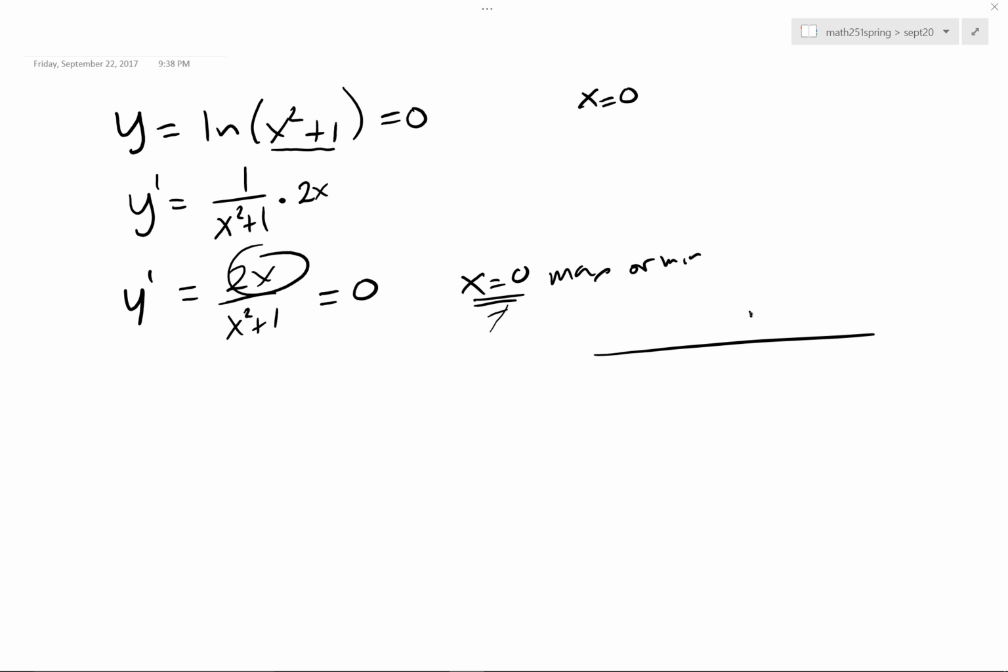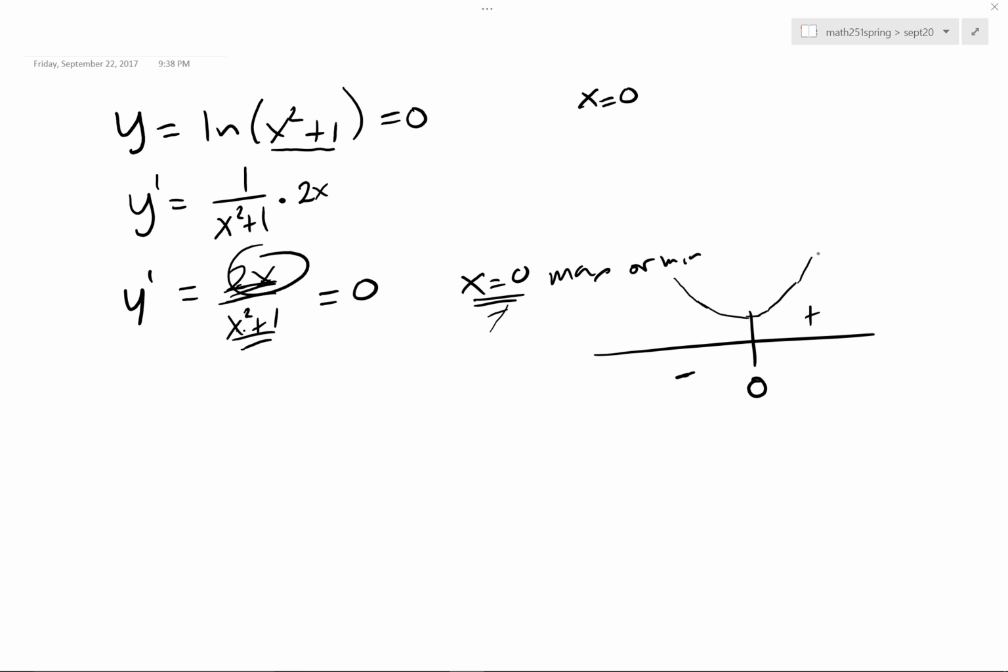Again, how would I know? Here's 0. Pick a value that's less than 0. Say negative 1. 2 times negative 1 is negative. Negative 1 squared is positive, plus 1 is positive. Negative divided by positive is a negative slope. If you put in a positive x like 5 or something, this is positive. This is always positive. Positive slopes. So it was coming down, and it turned and went back up.